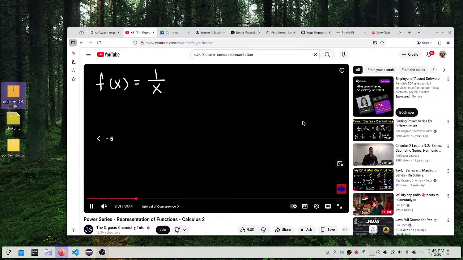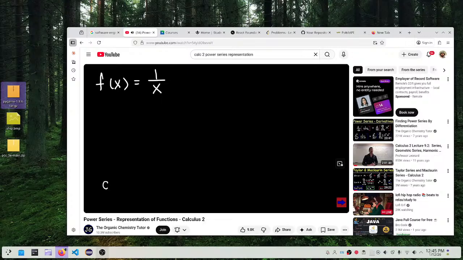Represent the function as a power series and find the interval of convergence. So the first thing we need to do is put it in this form, a divided by 1 minus r. So right now we're missing a 1. So how can we introduce a 1 into the denominator of the fraction?